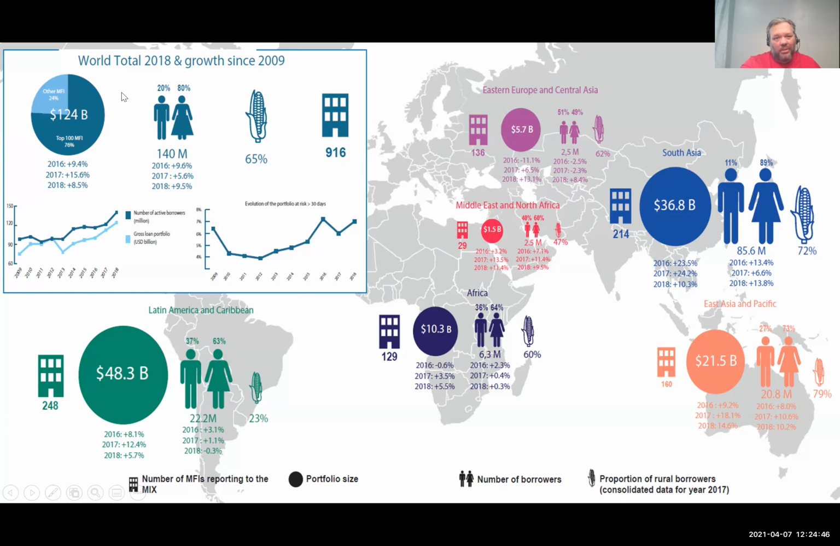But here's the global amount: 124 billion in microfinance. And of all those people, 20% were male, 80% female, 65% lived in rural areas. And this is the evolution of portfolio at risk. Don't worry about that. That is possible default on those loans. And so that's definitely gone up. By portfolio, they just mean the different loans that are out there. And this is number of active borrowers. So you can see that it's been going up since 2009 and before.